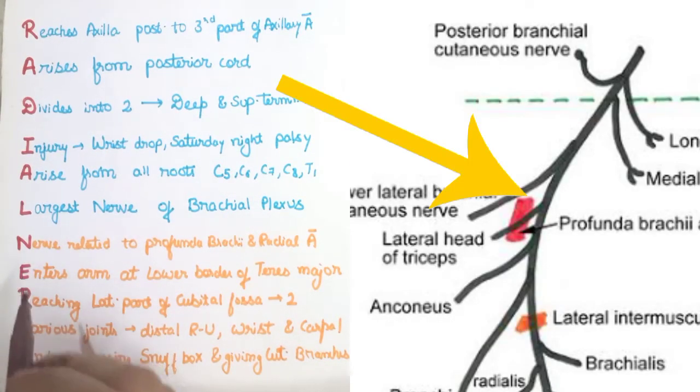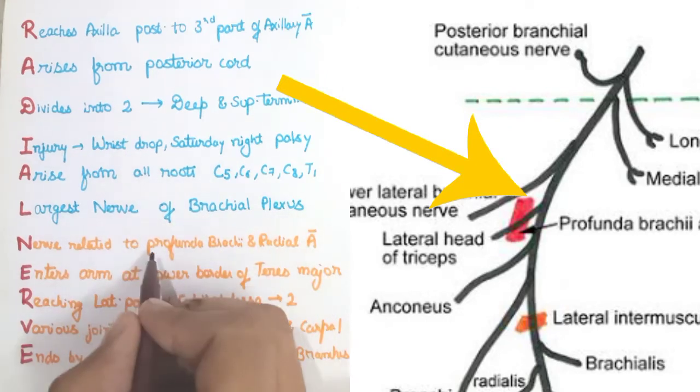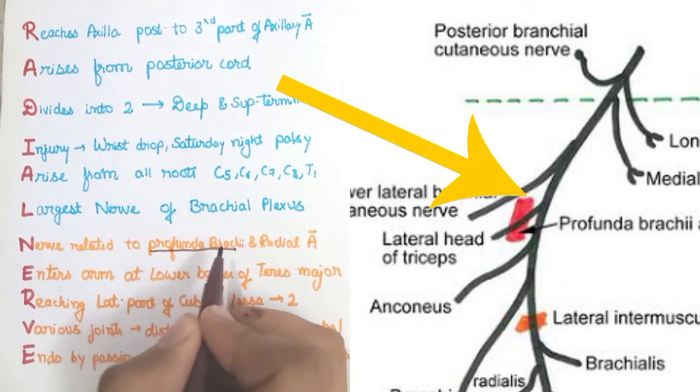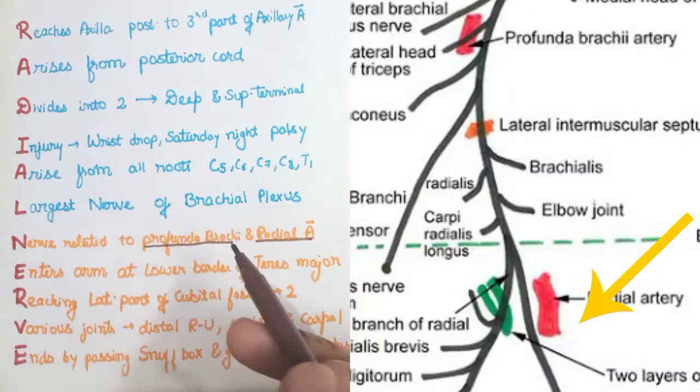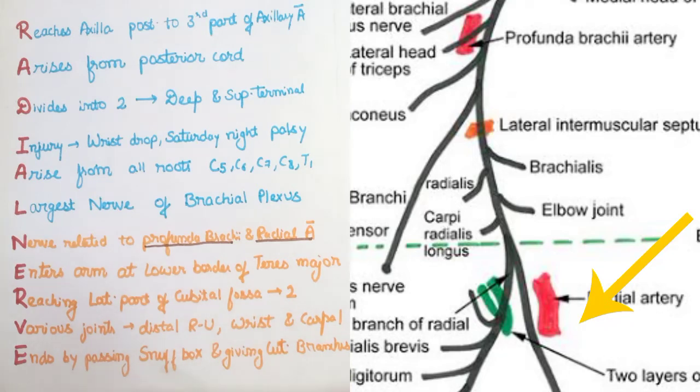Now let's discuss the nerve. N stands for the nerve, that's the radial nerve, is related to two arteries. One is the profunda brachii artery and the second one is the radial artery. So the two arteries related to the radial nerve are the profunda brachii and the radial artery itself.